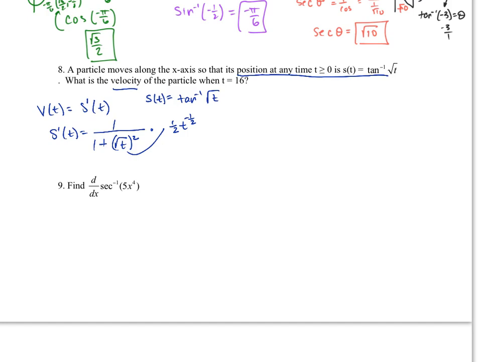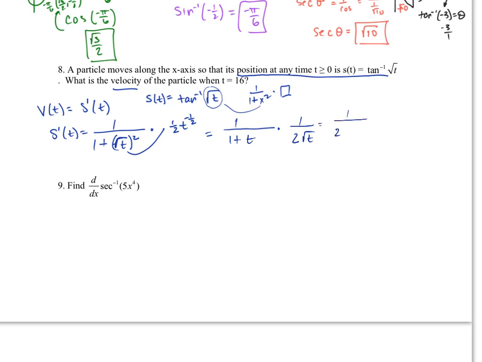So again, I used the formula for the inverse tangent, which was 1 over 1 plus x squared, this was my x in here, times that chain rule. Okay, times the derivative of that. So cleaning this up a little bit, let's just see where we end up. We will have 1 over 1 plus t, this root squared, times 1 over 2 root t.